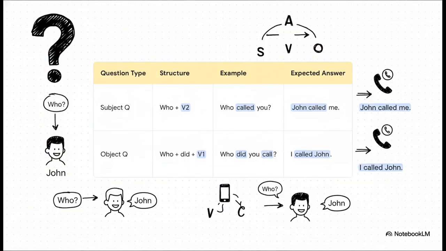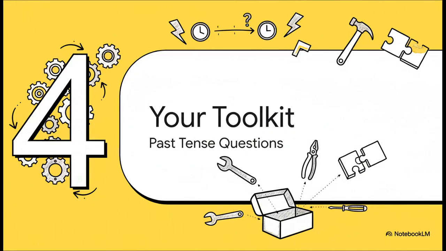This table breaks it down perfectly because it shows how the question you ask sets up the answer you're going to get. So if you ask a subject question like, who called you? The answer gives you the subject. John called me. But if you ask an object question like, who did you call, the answer gives you the object, I called John. See how the grammar of the question just perfectly mirrors the grammar of the answer? It's pretty cool.